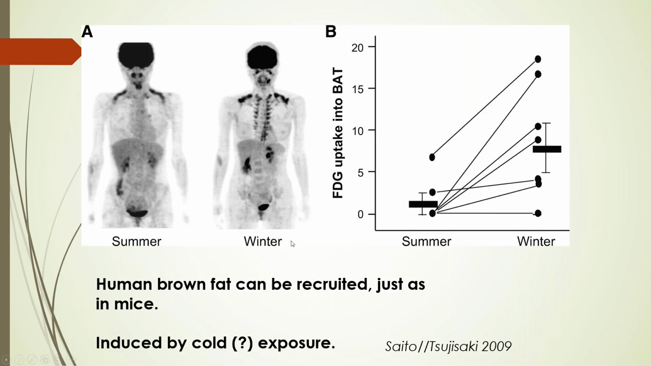This is again a PET scan photo which shows you a PET scan of this person in summer and in winter. You can see in winter there is an increased glucose uptake in the shoulder area where these brown adipose tissues are localized. And when you see the FDG glucose uptake in summer and winter, there's a huge increase in FDG uptake during winter time. So it shows that human brown fat can be recruited and activated in humans just like what we see in rodents. Okay, so they are functional brown fats.